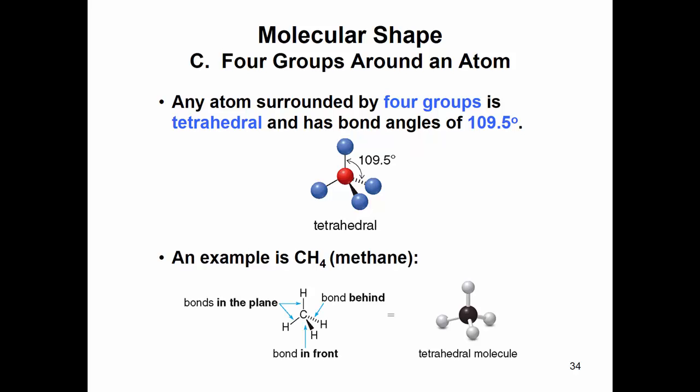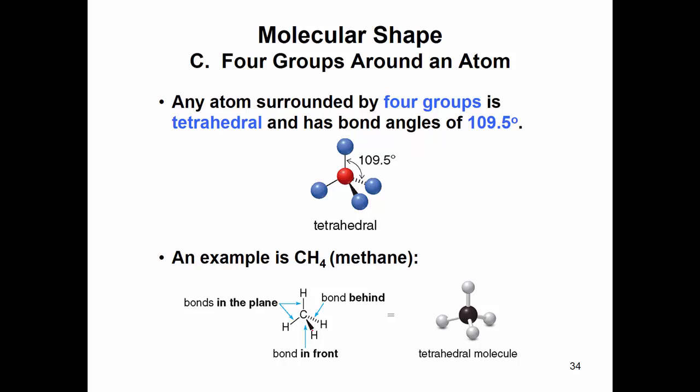Four groups around an atom indicates that you have a molecular shape of tetrahedral geometry, and the groups around the central atom are going to orient themselves 109.5 degrees apart. That's as far apart from each other as possible. If you were to build this molecule, you would see something like CH4.